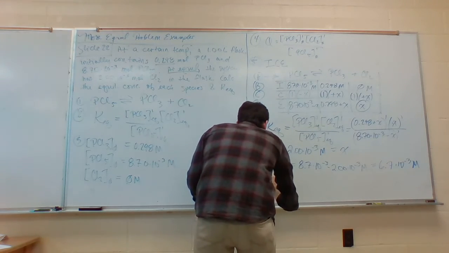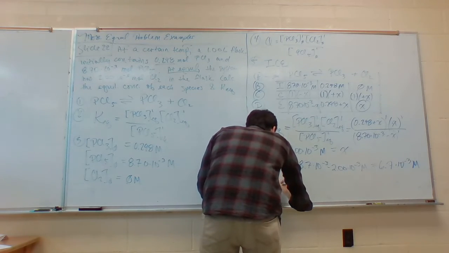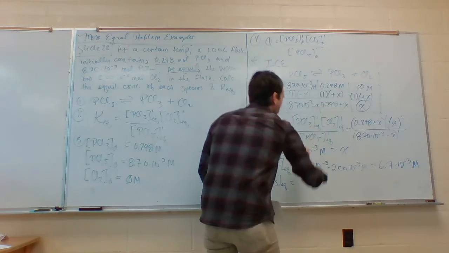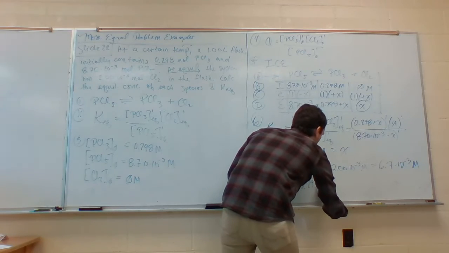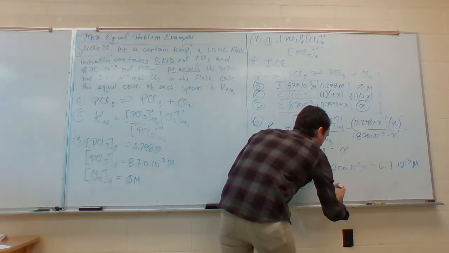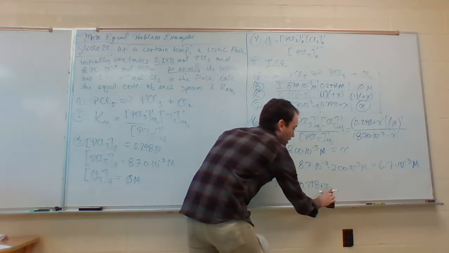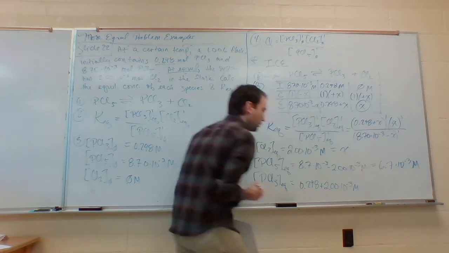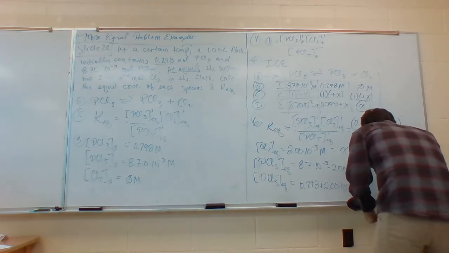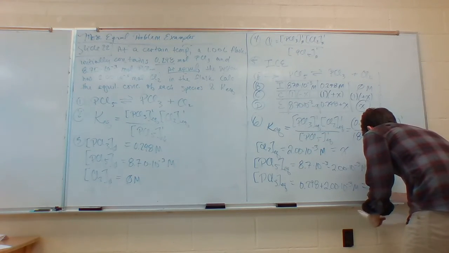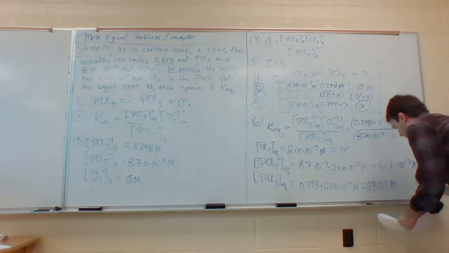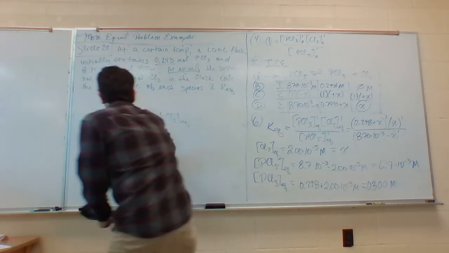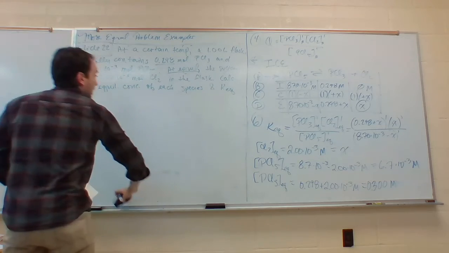Then I also have my concentration of PCl3 at equilibrium. Well, I know that my concentration of PCl3 at equilibrium is 0.298 plus X, right? X happens to be 2.00 times 10 to the negative third molar. So when I add that up, I get 0.300 molar. Okay, so now I've got all my equilibrium concentrations. All I need left is to get my KEQ.